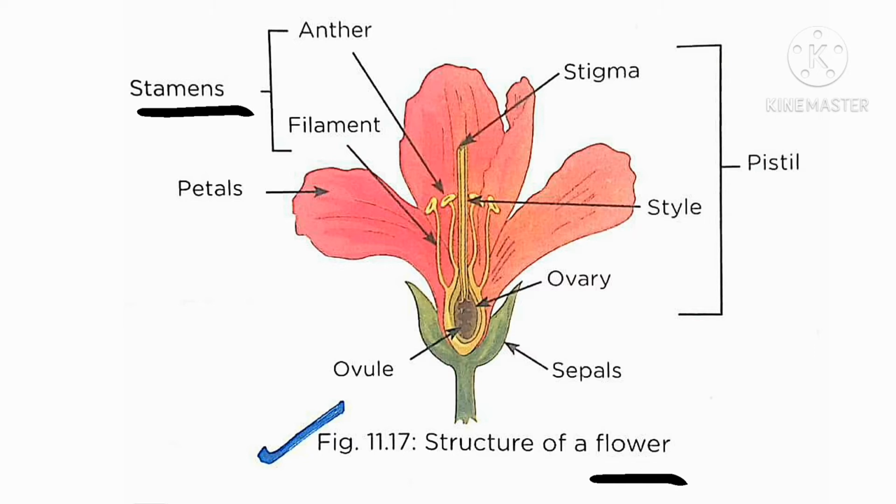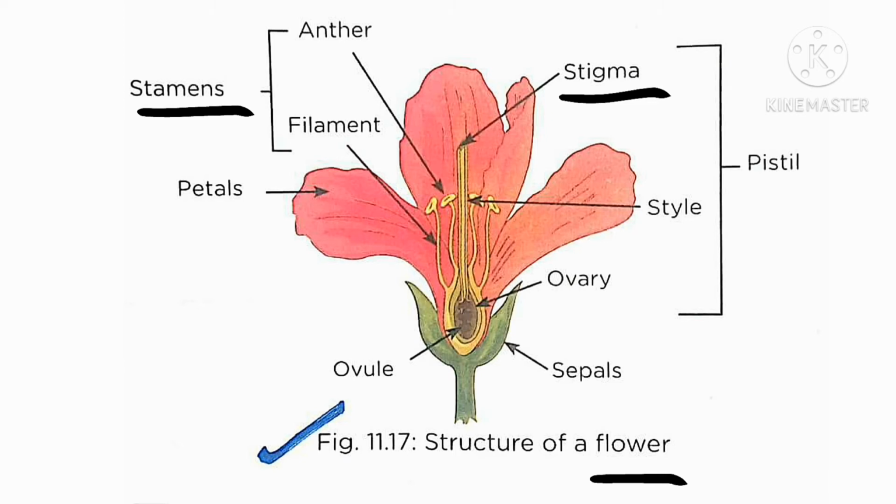So now let's talk about pistil. Pistil has three parts: stigma, style and ovary. First we will be discussing style. What is a style? Style is a tube-like structure that has stigma on its tip, and that stigma is the sticky part. It is the sticky part which sticks the pollen grains to the flower, right?